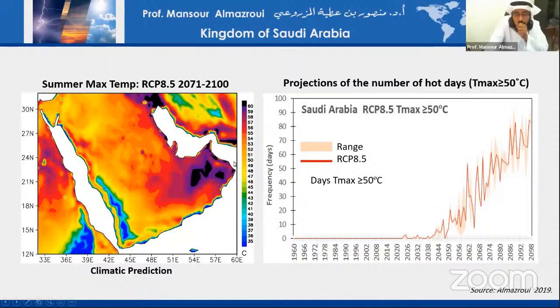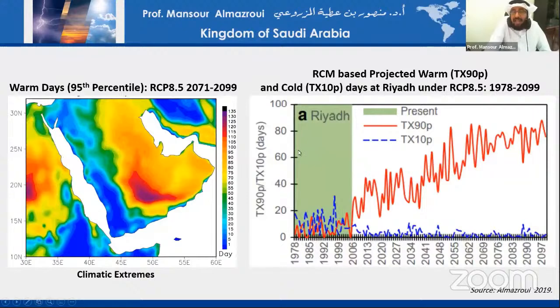You can see the number of days, and this is the temperature. It goes up to 60 degrees here, you can see. And this is Riyadh, for example. And this is the projected maximum temperature, 90th percentile. And it shows a real increase, as you can see, as a whole. And it is more over this region. And definitely this is the mountain region, so it is getting less warming.